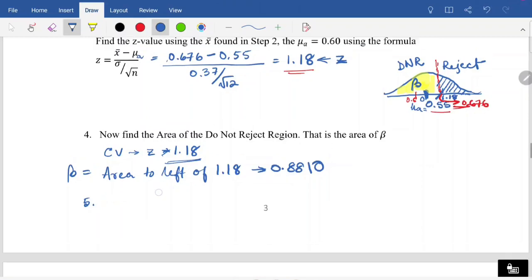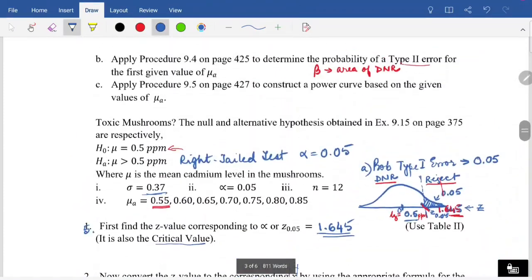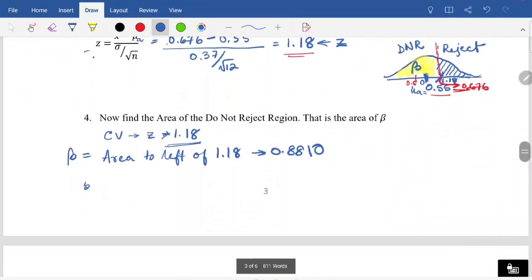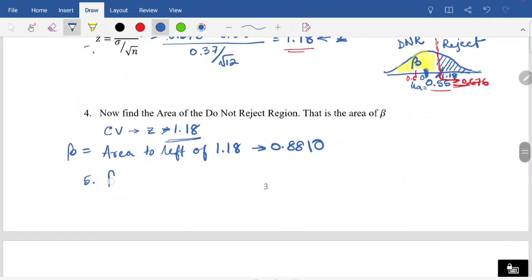If you are asked to find the power, this one doesn't ask, but let's say there is question 5, part C, which said find the power. The power is easy. Once we have the correct value for beta, it's going to be 1 minus beta, or 1 minus 0.8810, which is equal to 0.119.